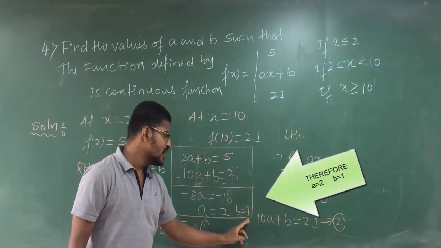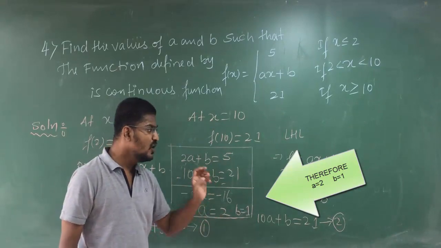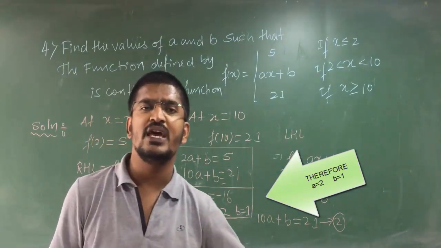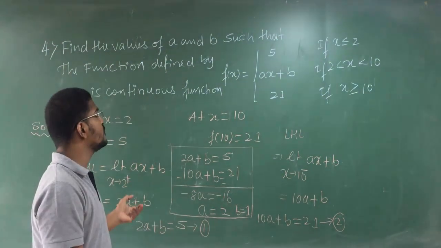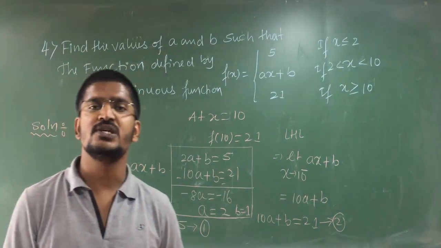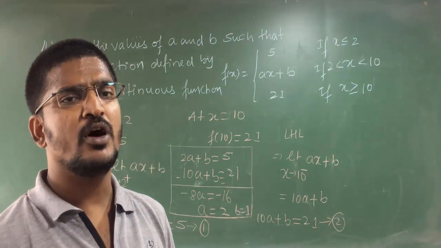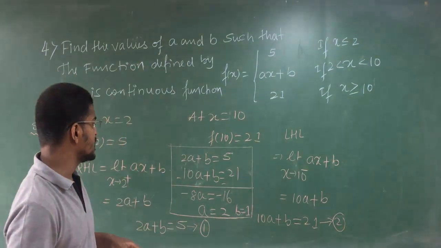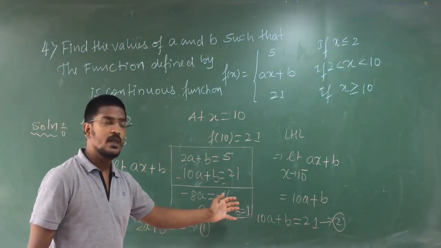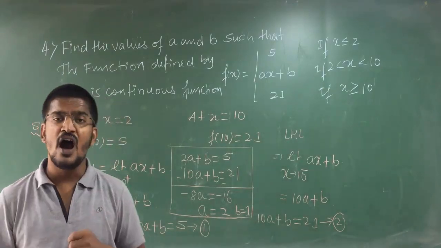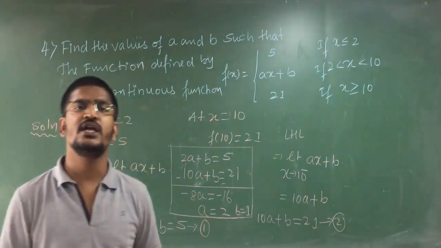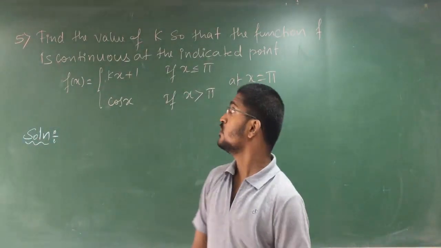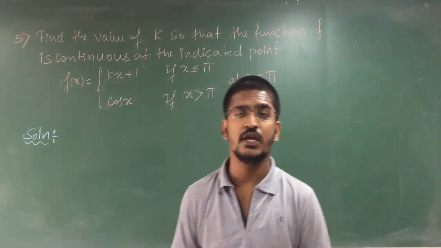So that will be b equal to 1 and a equal to 2. So this problem is important. Clear, students? These are the exercise problems of your continuity and differentiability, and very interesting and important problems. So for that reason, a equal to 2, b equal to 1 will be the answers for your particular question. Clear, students? Okay, students. Now let us go for the fifth question, which is important.